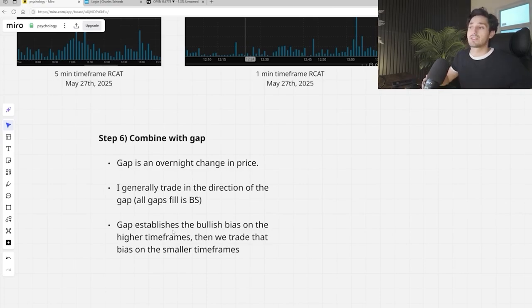The gap establishes a bullish bias if it's gapping up on the higher time frames, and then I trade that bias on the intraday time frames via a breakout or a breakdown. And the reason gaps occur is because of news, earnings, events within the company. There could be all sorts of reasons why prices change overnight. I'm not really concerned with the reason. I'm concerned with what that gap is doing to price.